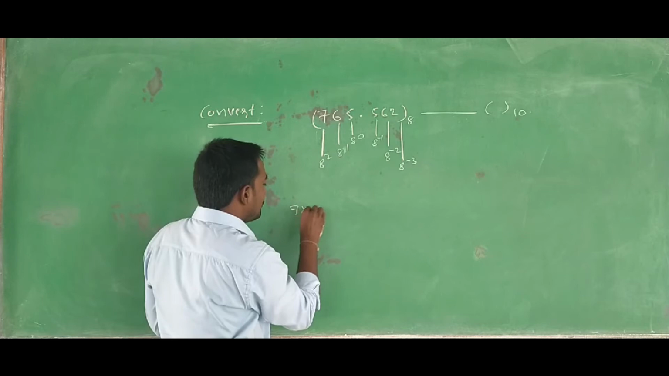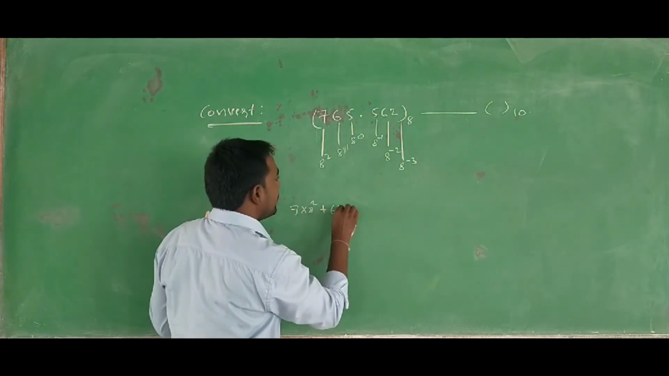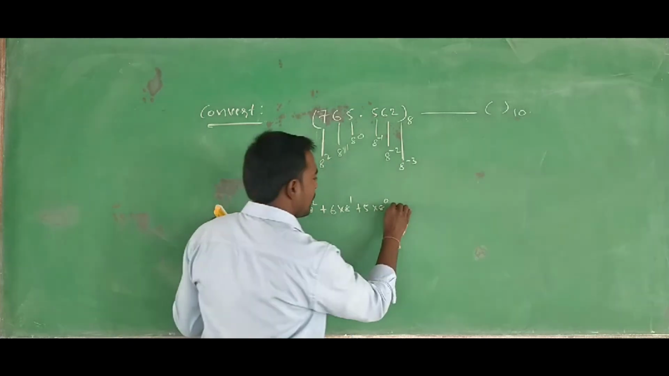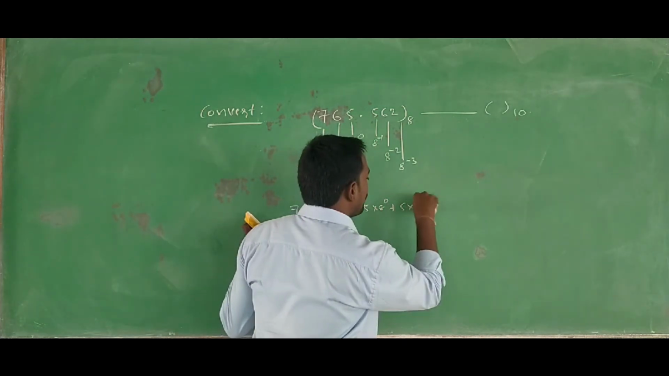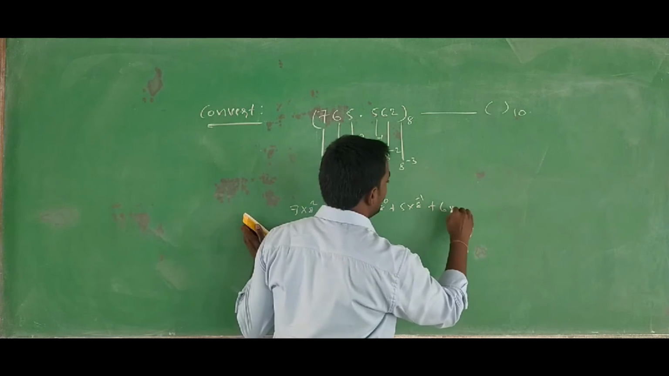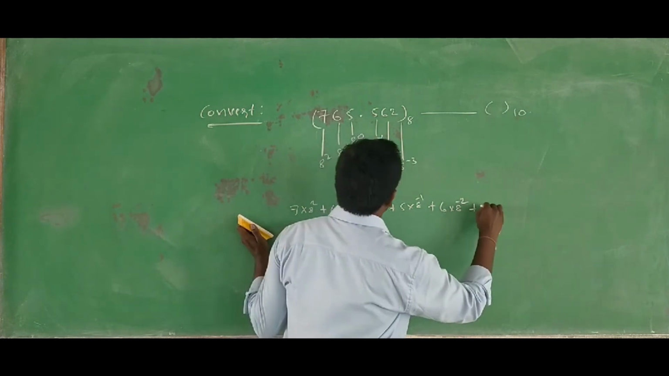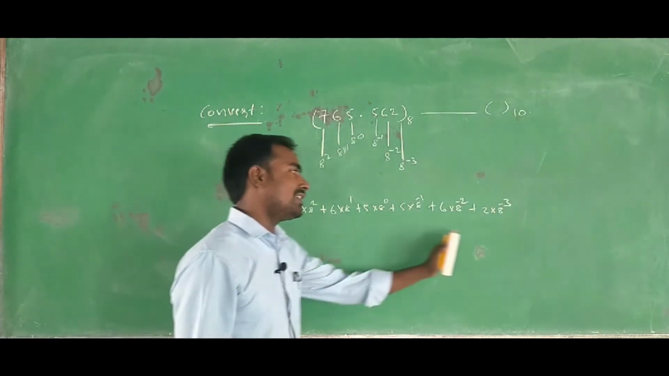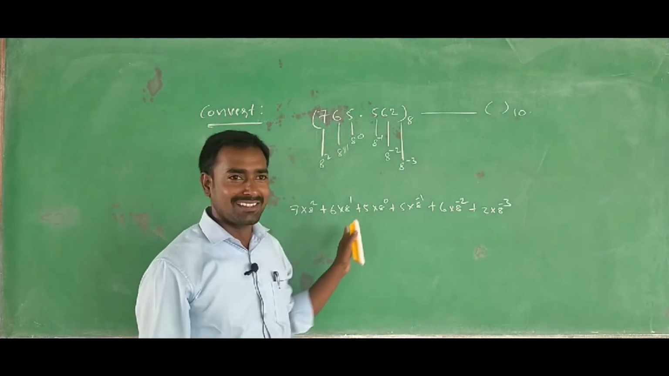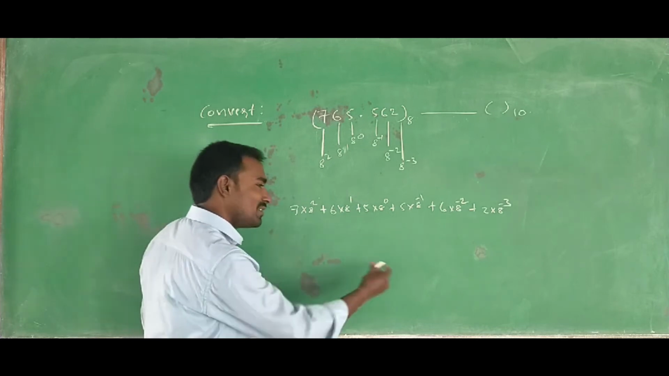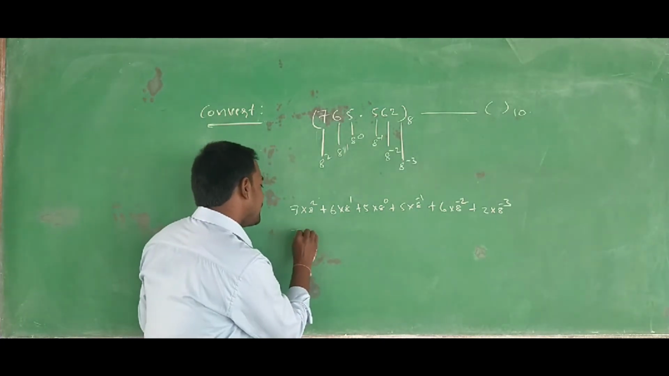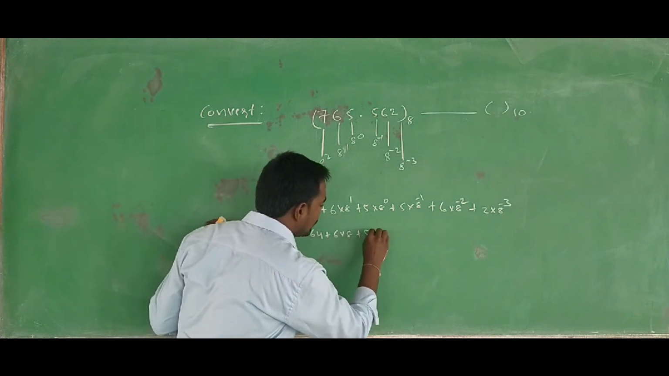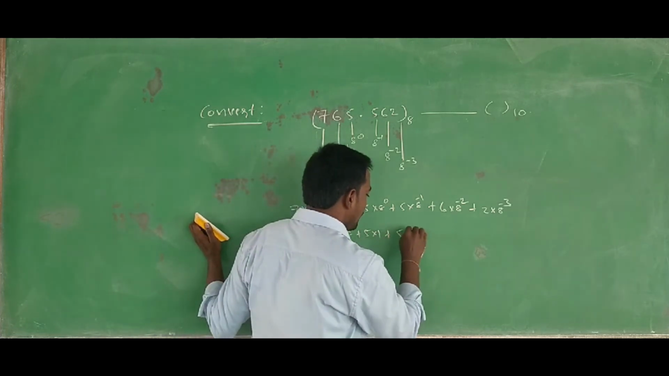Here we have 7 into 8 square plus 6 into 8 to the power of 1 plus 5 into 8 to the power of 0 plus 5 into 8 to the power of -1 plus 6 into 8 to the power of -2 plus 2 into 8 to the power of -3, and we have to multiply all these values and add these numbers. 8 square is equal to 64, so 7 into 64 plus 6 into 8 plus 5 into 1.